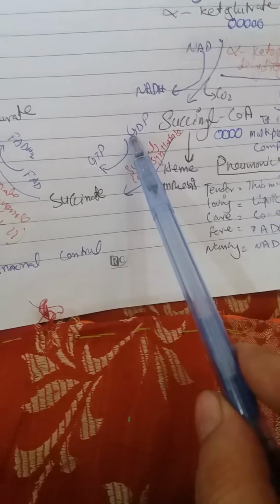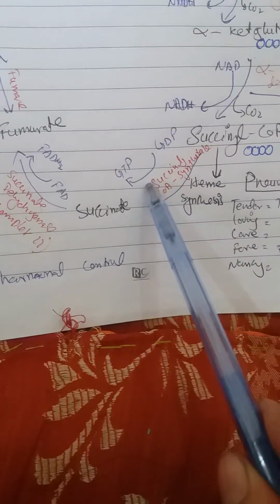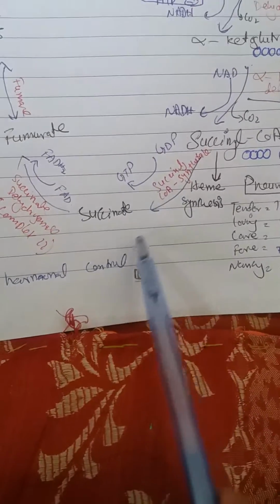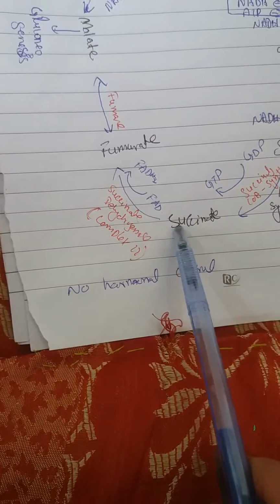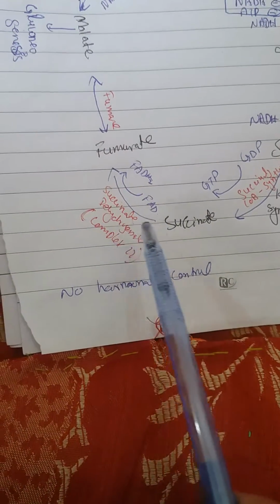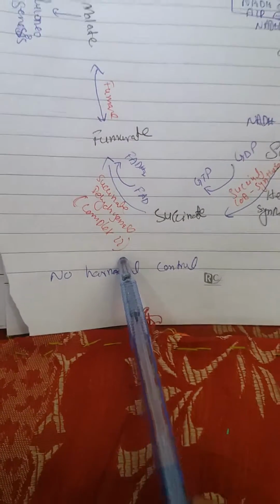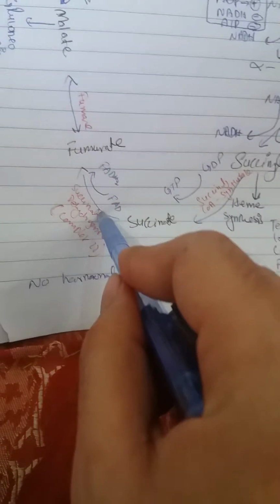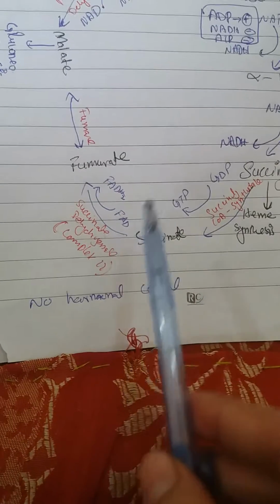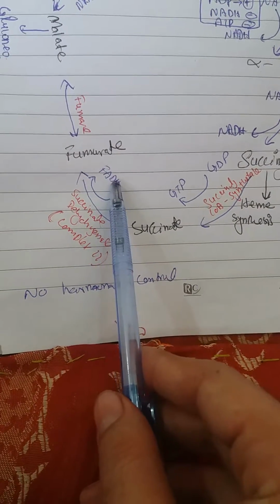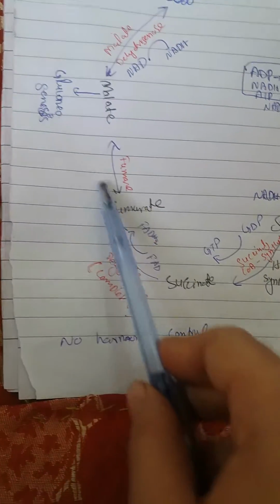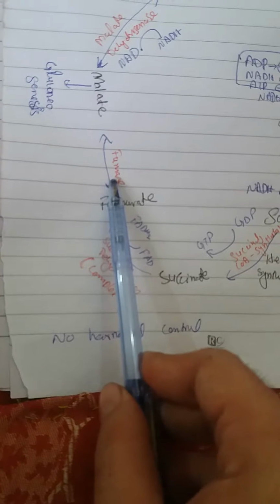What's important here is that GDP is converted into GTP. Now the succinate is converted into fumarate by the succinate dehydrogenase enzyme, which is also known as complex 2 because it helps in the electron transport chain, which will be discussed later. Here FAD is converted into FADH2. Now the fumarate is formed, and fumarate is converted into malate by the fumarase enzyme.